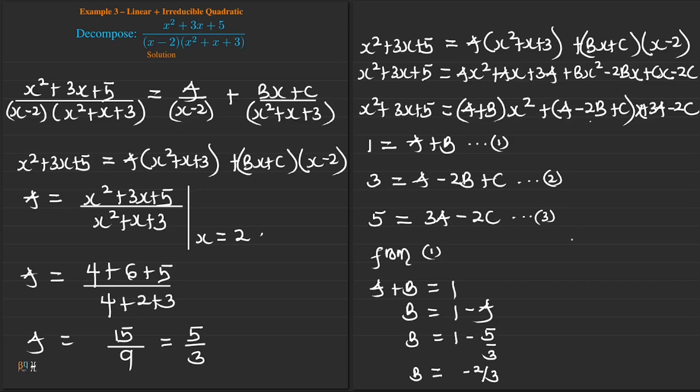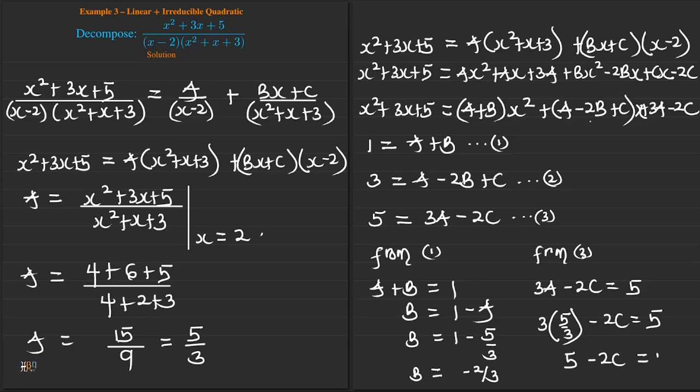Comparing the two equations where we have c, that is equation 2 and 3, I think it would be best we use 3. So from equation 3, we know 3a minus 2c should give us a 5. Substituting a, we have 3 into bracket 5 over 3 minus 2c equals 5. This gives us a 5. That is, after this 3 cancels out this 3. We have 5 minus 2c is equal to what?